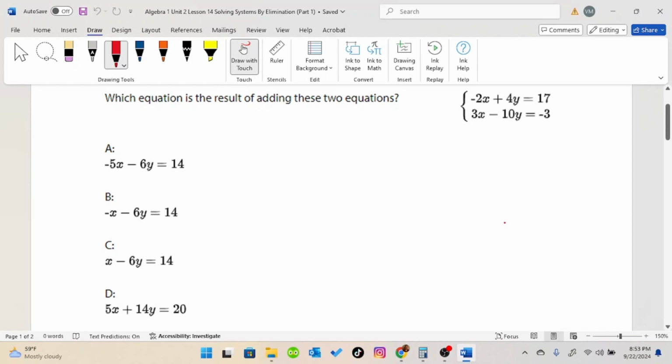Our first practice problem for Lesson 14 asks, which equation is the result of adding these two equations? So if we look, when we add a system of equations, we are going to add in columns. So we're going to take negative 2x plus 3x, which equals x. Then we're going to take 4y plus negative 10y, which is going to equal negative 6y. And finally, we're going to take 17 plus negative 3, which equals 14.